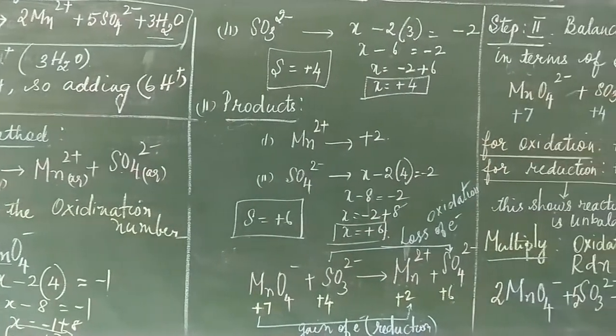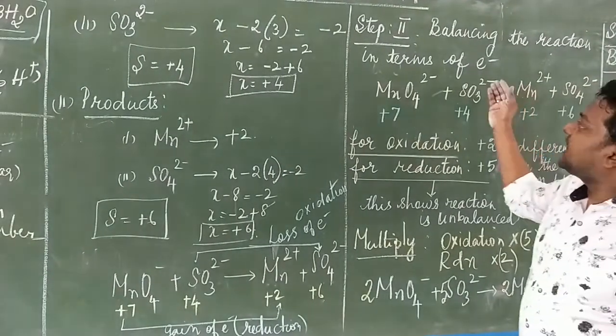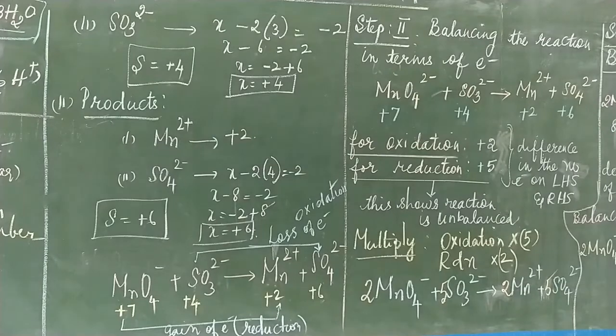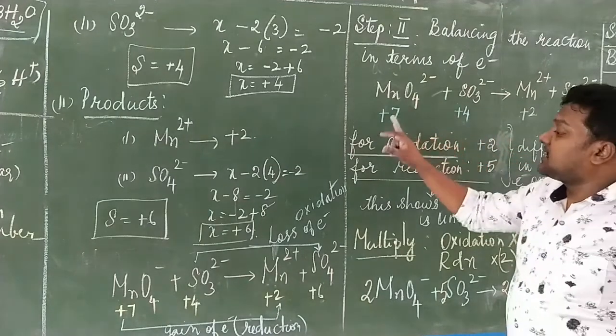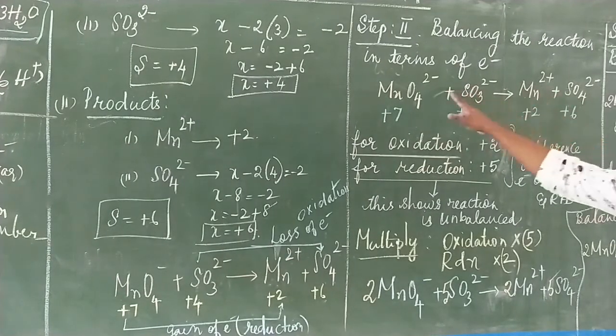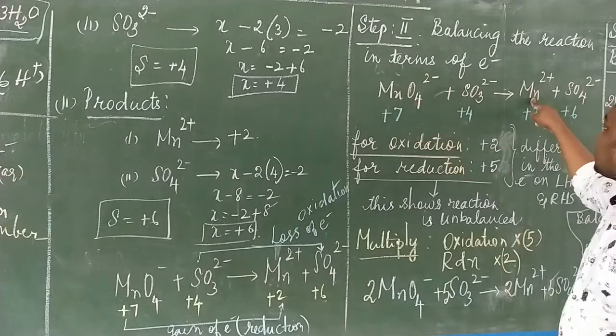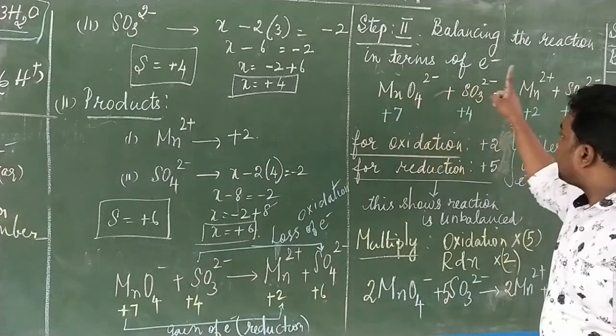And then step 2, balancing the reaction in terms of electrons. After framing the oxidation and reduction couples, how many electrons are there on the reactant side and product side, how much oxidation, how much reduction. Here for oxidation it is +2, for reduction it is +5, the difference. How am I calculating the difference in the number of electrons on the LHS and RHS? Manganese is the reduction, for reduction +7.